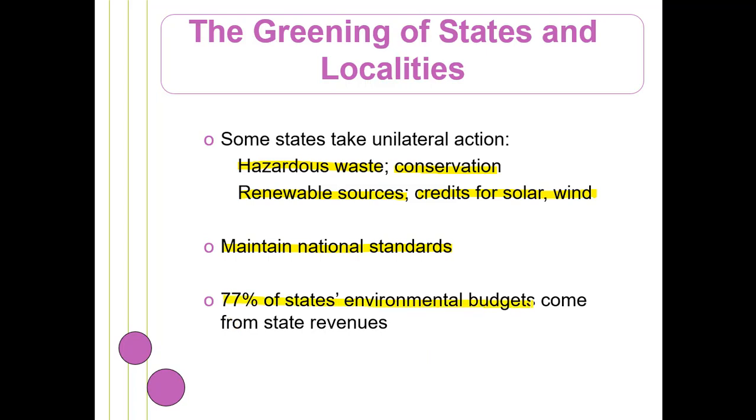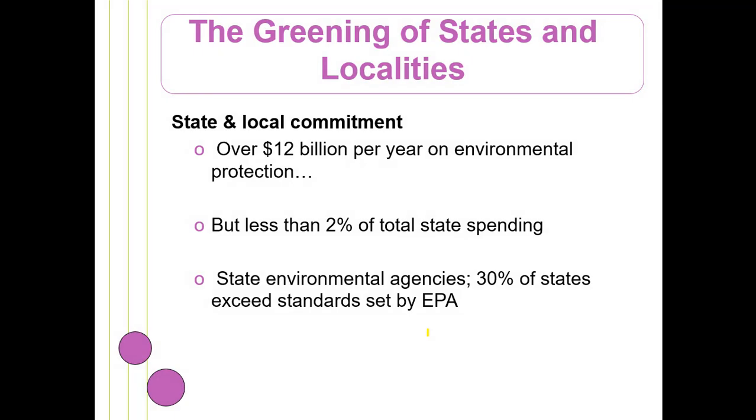77% of the states' environmental budgets comes from their own state revenues. So that would certainly inspire a little bit more unilateral action, since the federal government does not pay as big of a chunk as it does on some other types of programs. So looking at the amount spent, we're looking at over $12 billion per year spent by the state and local governments on environmental protection. But looking at that in perspective, that's less than 2% of total state spending. So again, matter of priorities, and some states have their own environmental agencies, and 30% of the states actually exceed the standards that are set by the EPA.